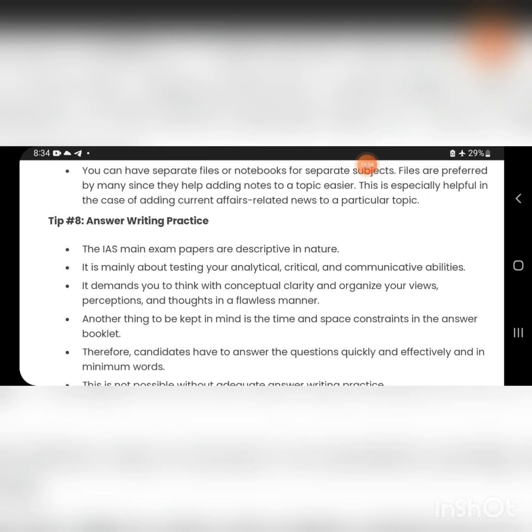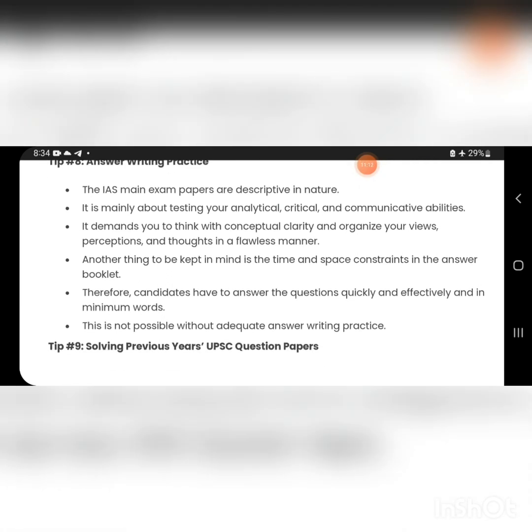So keep practicing. That will help you in writing the main examinations. Therefore, candidates have to answer the questions quickly and effectively and in minimum words. This is not possible without adequate answer writing practice.